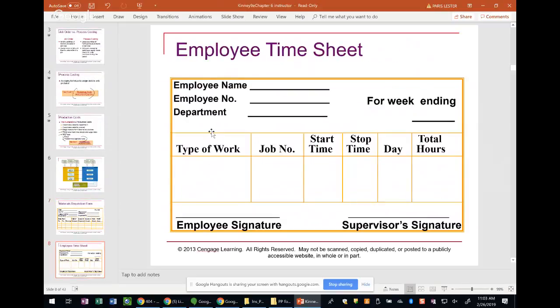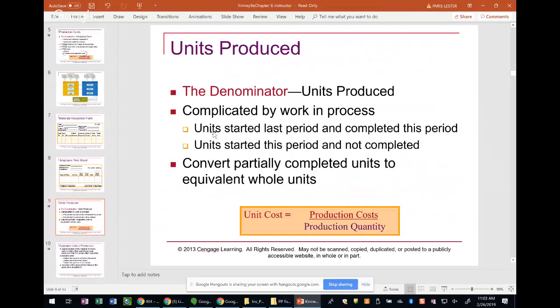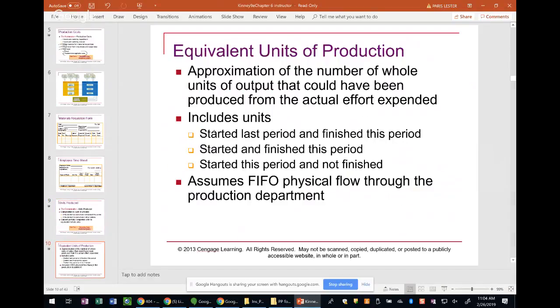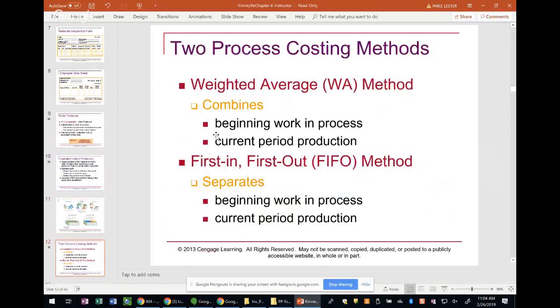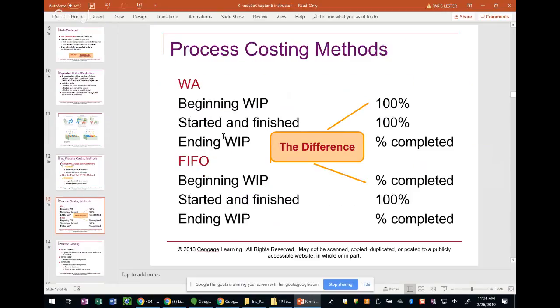We have materials requisition form and a time sheet just like you do in job order. Units produced, divide into units cost. Here's where I want to get to. All right. Assume FIFO physical flow through the production department. Include units started last period, units started and finished, and so on. I don't want to use FIFO to start with. I want to use weighted average. But I want you to look at these two methods and try to distinguish between the two today.